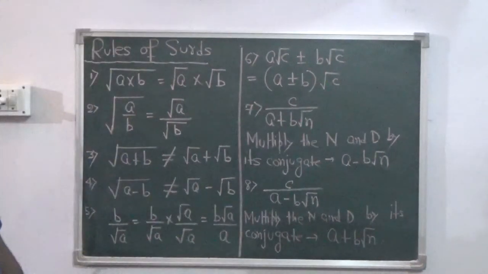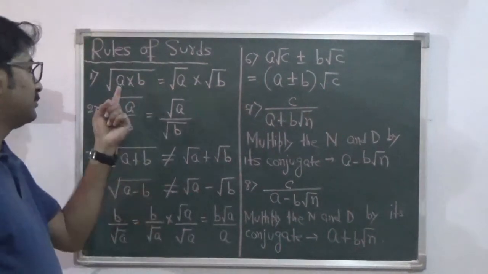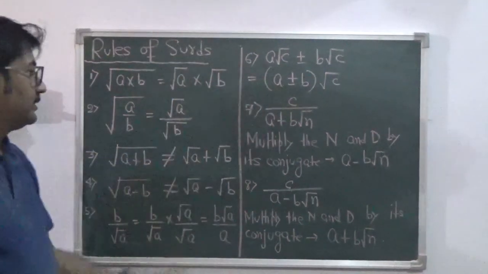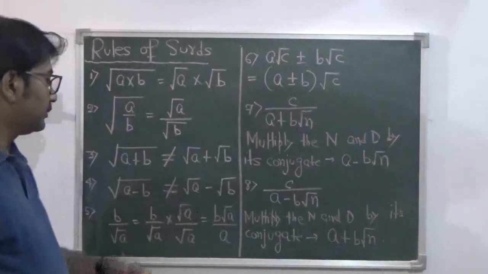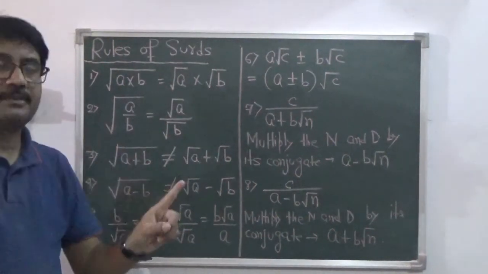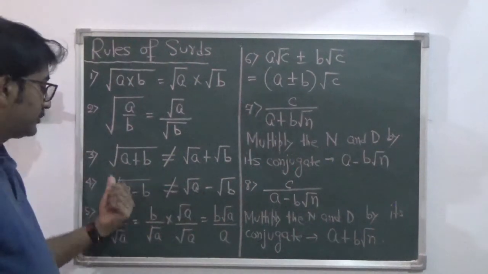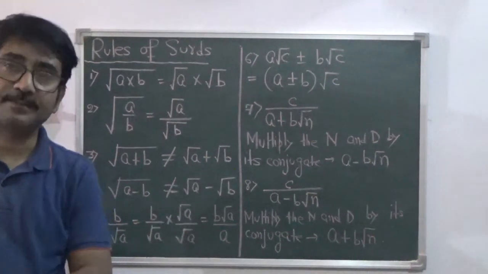So again let us discuss once more. Root over A cross B. Root over 5 into 3 can be written as root 5 into root 3. Root over 5 by 3 can be written as root 5 by root 3. Root over 5 plus 3 cannot be written as root 5 plus root 3. Similarly, root over 5 minus 3 cannot be written as root 5 minus root 3 separately.